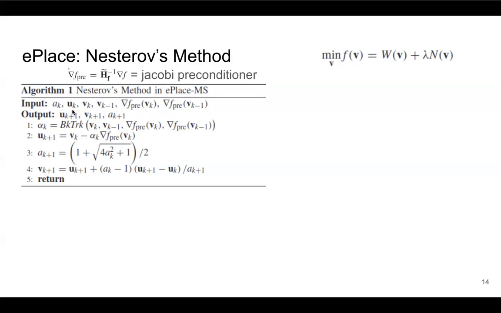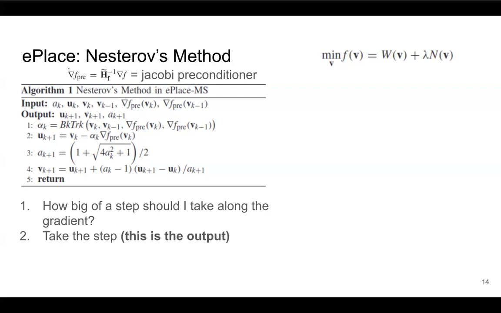And then I'm going to step through this line by line. The first line says, how big of a step should I take along the gradient? That's what the alpha term is. The second step is take that step. This is the gradient descent. And that's our output. U of k plus 1 is the output of this function.